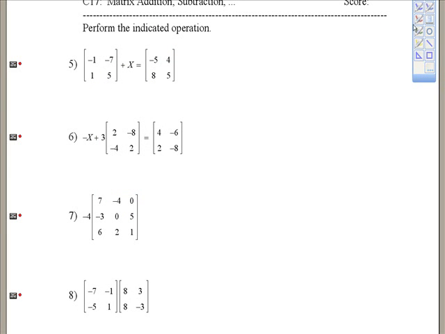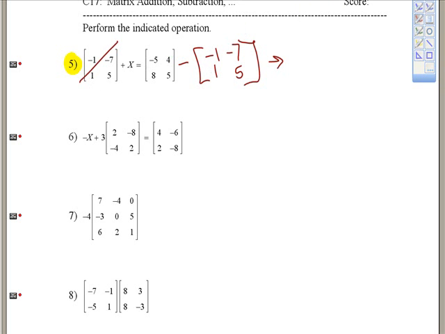In this section, we're supposed to do some matrix addition, subtraction, multiplication, and division kinds of things. So number 5, all we're supposed to do is solve for x. In order to solve for x, I'm actually going to be subtracting this matrix to the other side, just algebraically. When I subtract that matrix to the other side, x equals this 2 by 2 matrix minus this one. If I subtract a 2 by 2 from a 2 by 2, I'm going to get a 2 by 2.